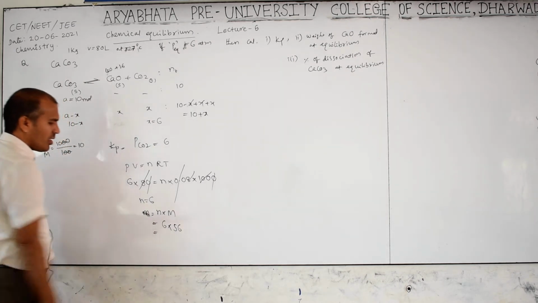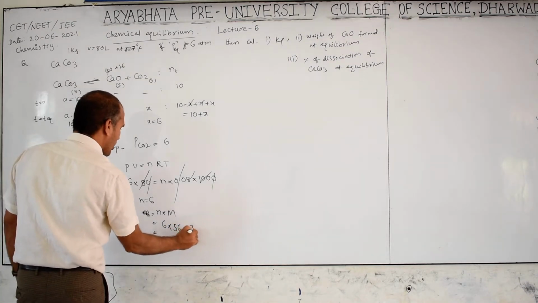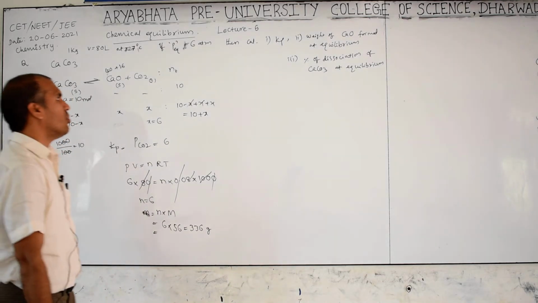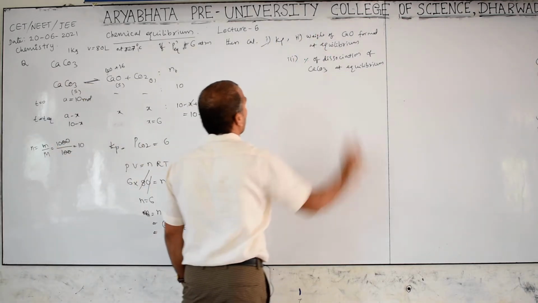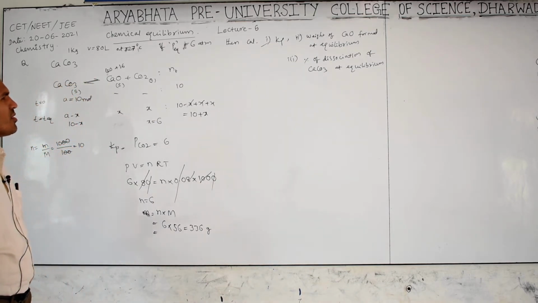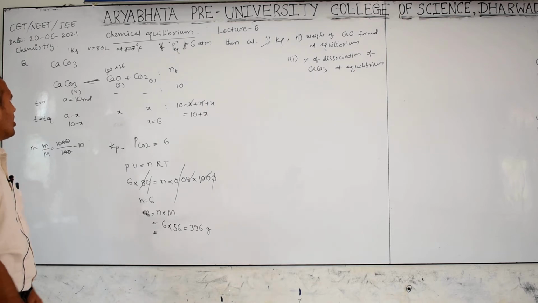Therefore you multiply, then you will get the answer. So already it is there, maybe that is 336. You can calculate 336 gram. So one is over. This is Kp, and the weight of calcium oxide also. Then the number of moles of dissociation, percentage of dissociation of calcium carbonate.